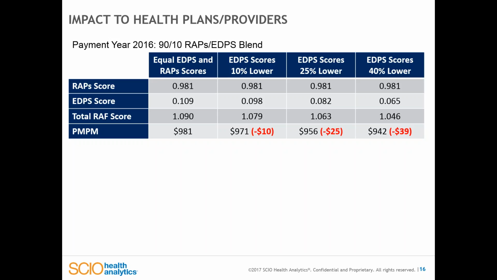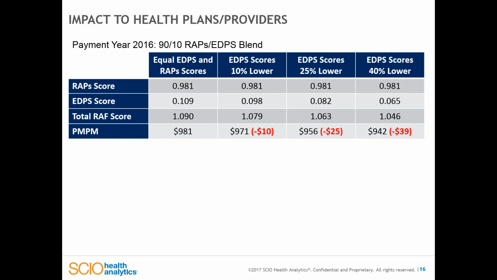$981, I think we're using a $900 average county rate. So in other words, if both EDPS and RAPs had a calculated risk score of 1.090 and the blending had no impact on the final RAP score, your PMPM is 981. However, let's move to column 2.